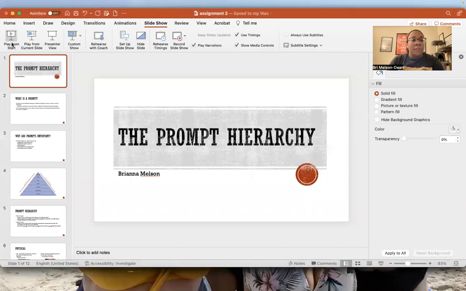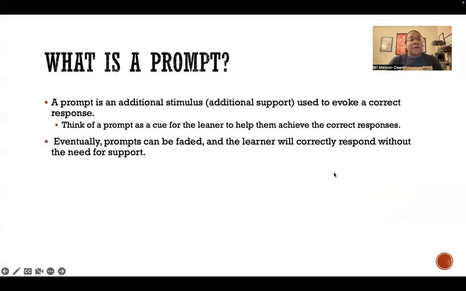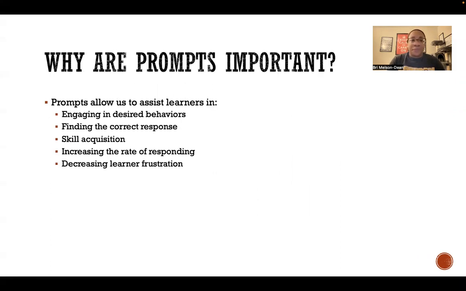So, the prompt hierarchy. What is a prompt? A prompt is an additional stimulus or additional support that is used to evoke the correct response with our clients, learners, whatever the setting. We can think of a prompt as a cue for the learner to help them achieve the correct responses. And eventually, prompts can be faded, and the learner will correctly respond without the need for the additional support.